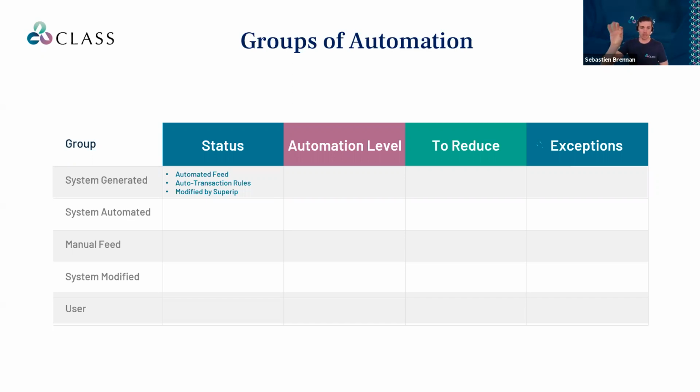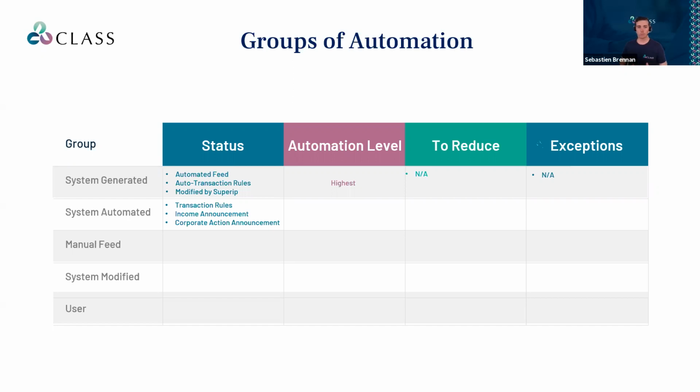So the first group are system generated transactions, and they include our automated feed, our auto transaction rules, and our modified by super IP transactions. These give us the highest level of automation. We don't want to reduce these types of transactions because they're already as automated as they can be, and the exception column doesn't apply to this particular group of transactions. So they're the ideal transaction types to achieve.